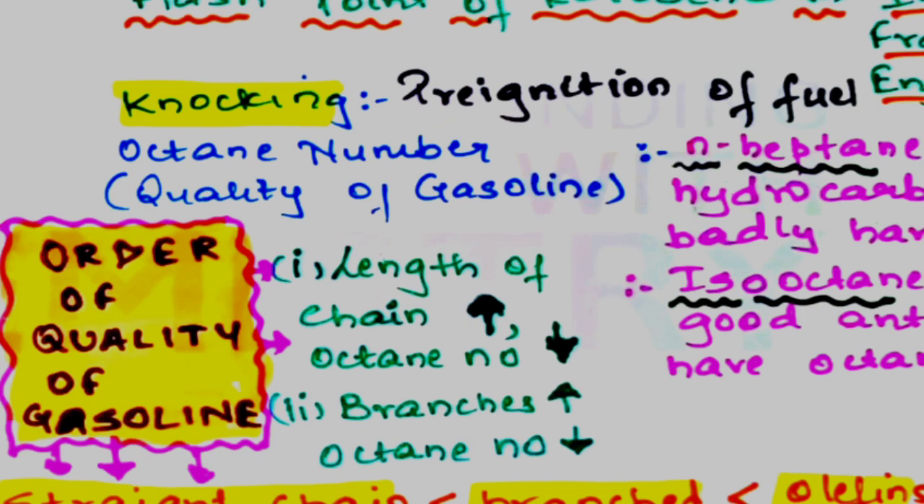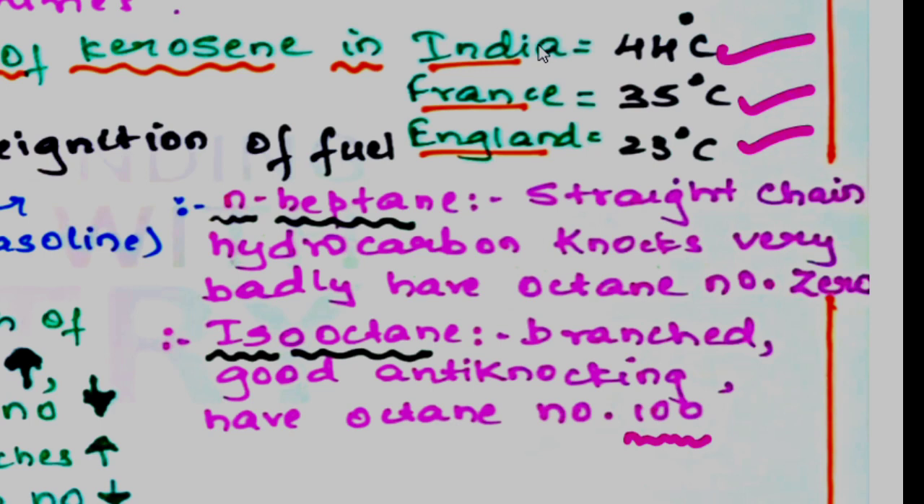piston of the engine. Now the next one is very important and many questions have been asked on this particular topic, that is octane number. Octane number gives us an idea about the quality of gasoline. It is a scale used to determine the quality of a fuel in an internal engine. Two pure hydrocarbons are selected as standard, n-heptane and isooctane. Now n-heptane, since it is a straight chain hydrocarbon, knocks very badly and has octane number 0.